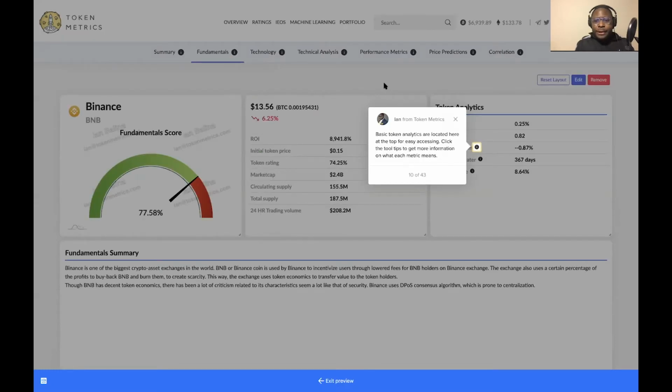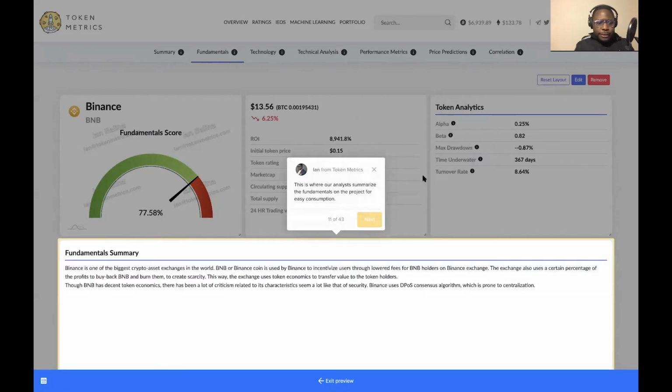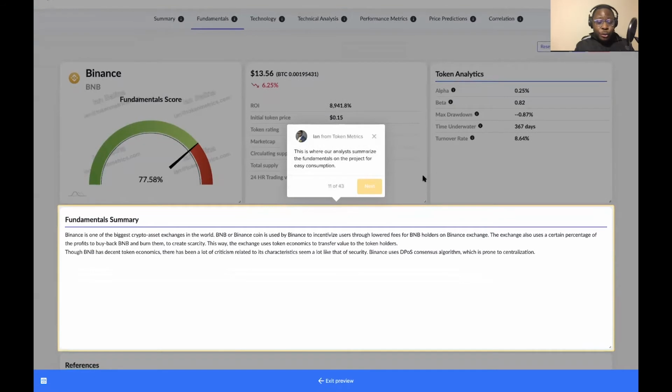So here on the right, we have basic token analytics. Basic token analytics are located here at the top for easy access. Click the tooltips to get information on what each metric means. Then down here, we have the fundamental summary. Our analysts go through and give you a summary of the fundamentals at a high level.